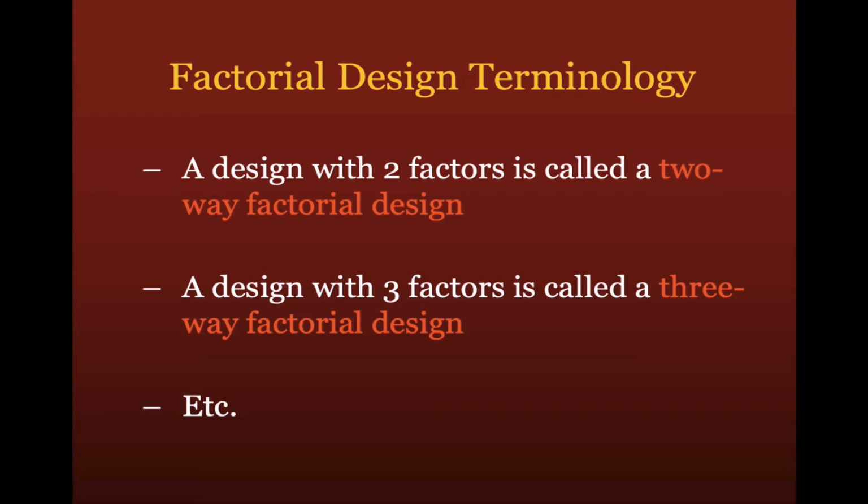A factorial design that has two factors, and again, factors are independent variables, is called a two-way factorial design. So it tells you that you have two independent variables, or two factors. A design that has three factors, or three independent variables, is called a three-way factorial design. Again, it tells the reader that you have three independent variables, and that the design is going to look at the independent effect of those three independent variables, but also the interactive effect of those independent variables.